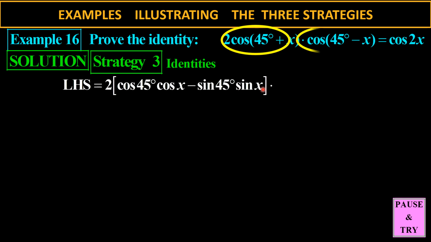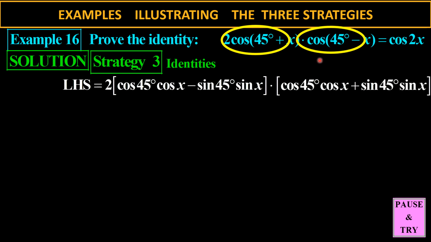The same with the other one. I use the cos expansion here, cos identity. And that is cos 45, cos of x. Subtraction becomes addition, sine 45 there. Okay. Now, once I've done that, let's look at each of these expansions.